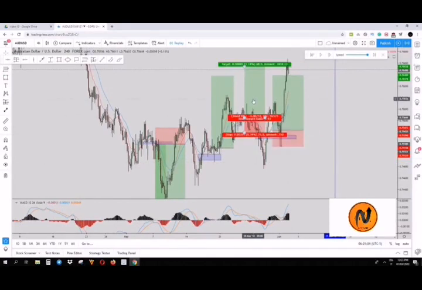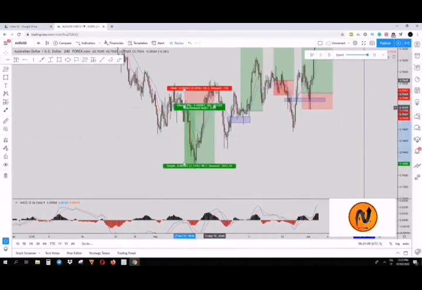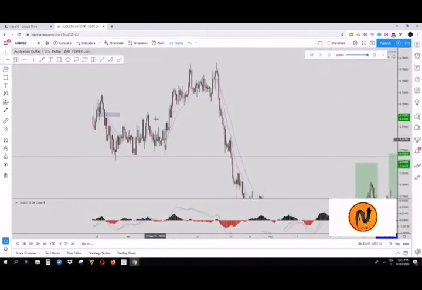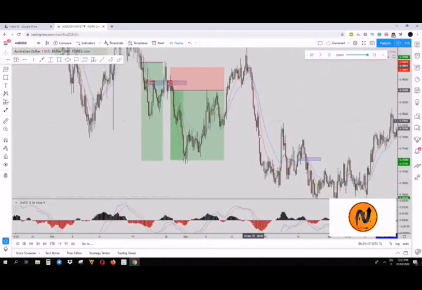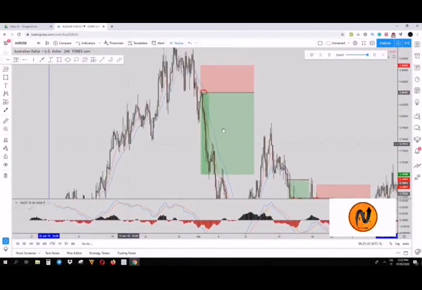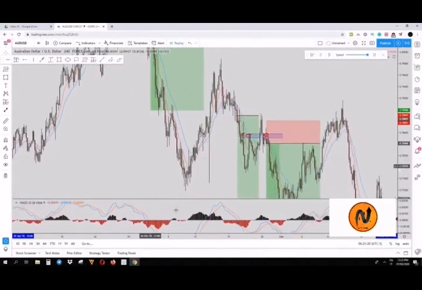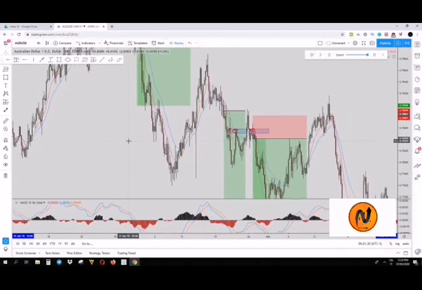So 2 losses, 1 break even. So -2 plus 3 plus 3.4. We are up 1.4. Another break even here. We are at 4.4. So 7.4 is the return in the first part of 2018 on AUDUSD.